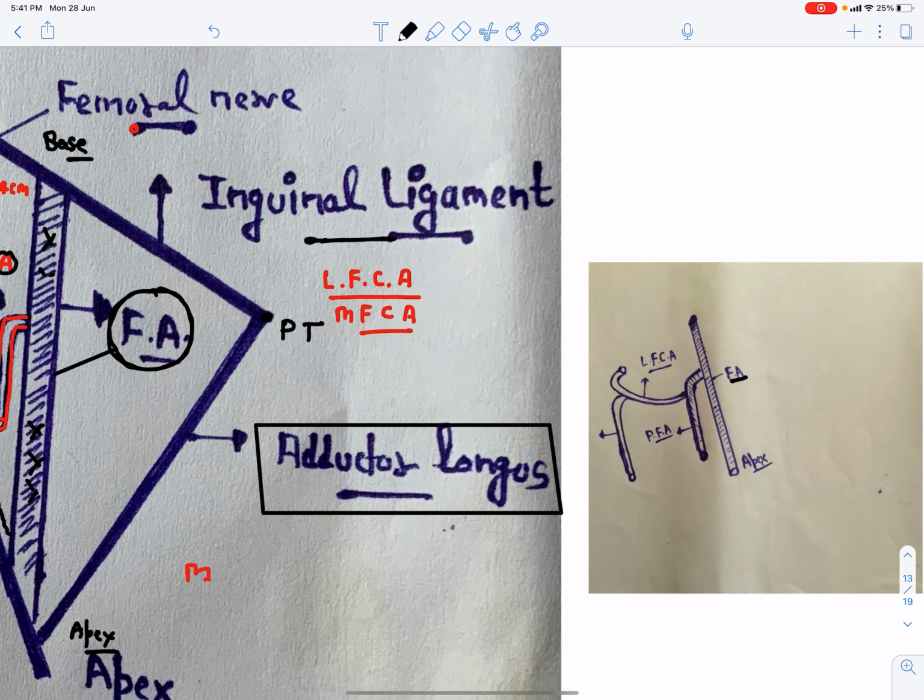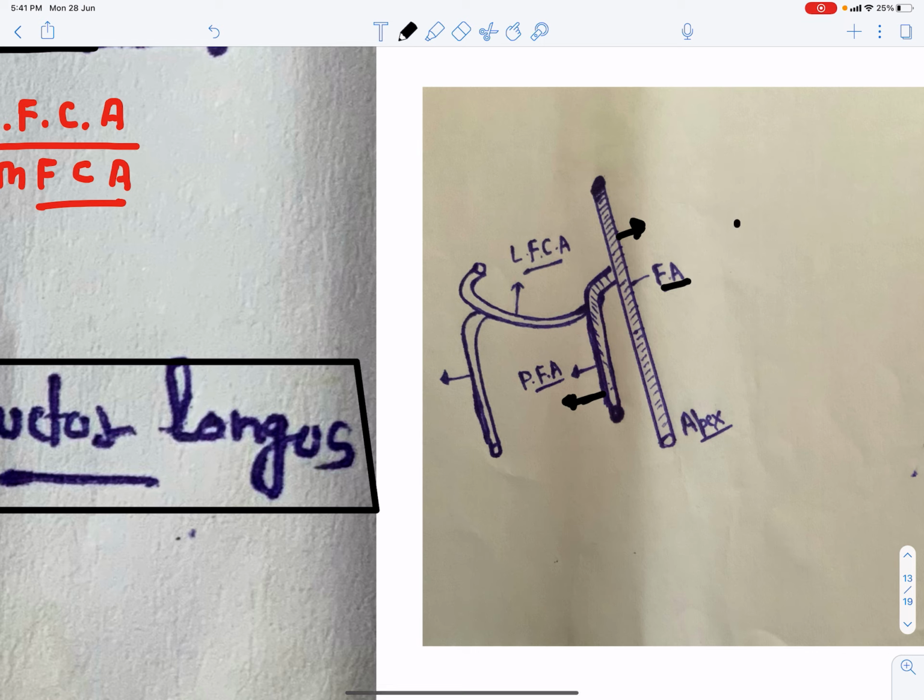What is the name of this branch? Yes, this is called as what? Profundus femoris artery. Now the profundus femoris artery gives rise to two branches. One is the lateral femoral circumflex artery and the second is the medial femoral circumflex artery. In the diagram I am going to show only the lateral femoral circumflex artery.